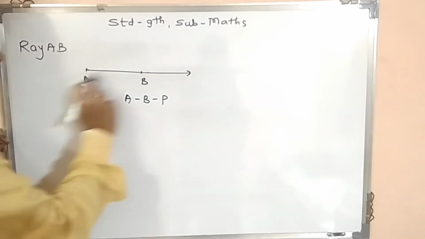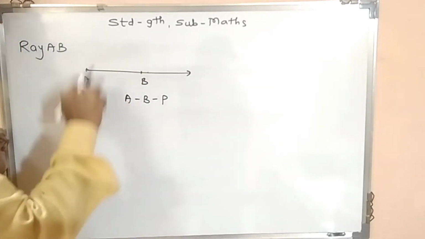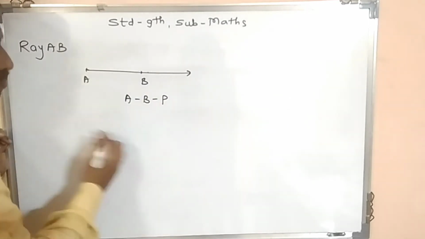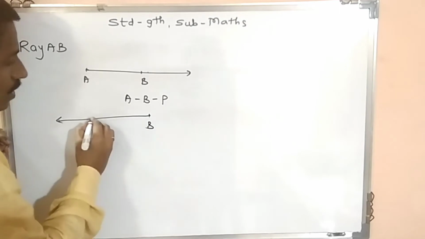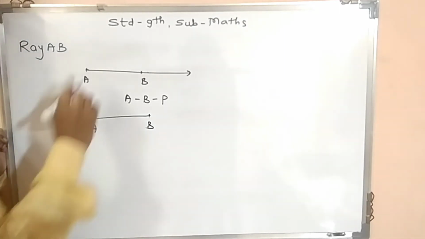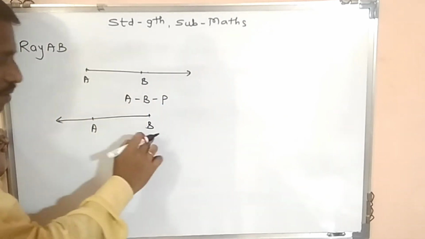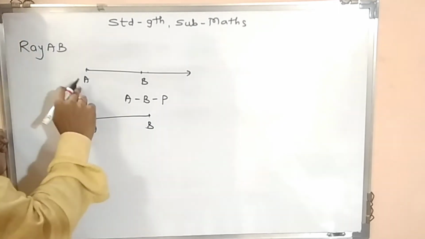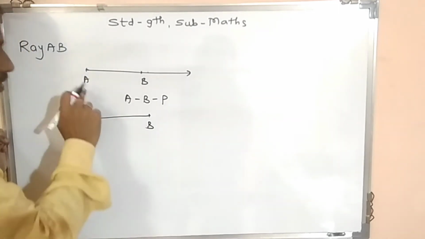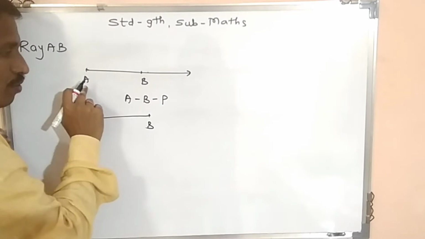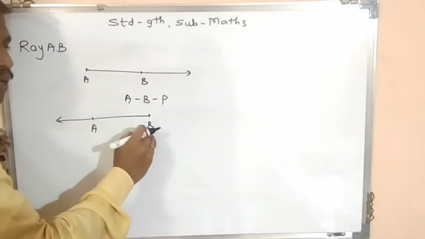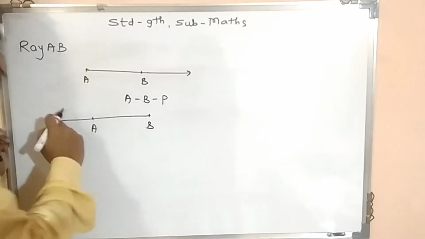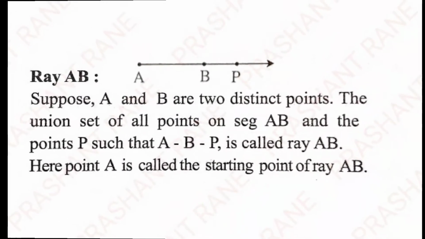Now, ray AB is not the same as ray BA. This is ray AB. If I have to draw a ray BA, this is ray BA. Ray AB is not the same as ray BA as their starting points are different. In ray AB the starting point is point A. In ray BA the starting point is point B, and the directions are different.